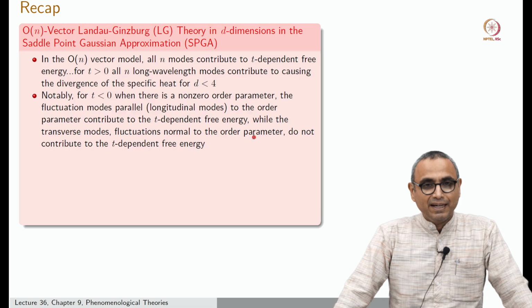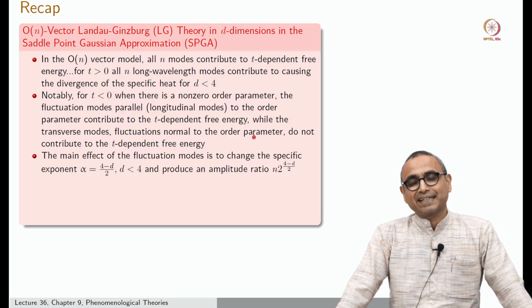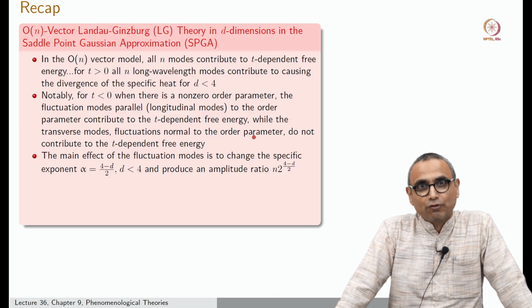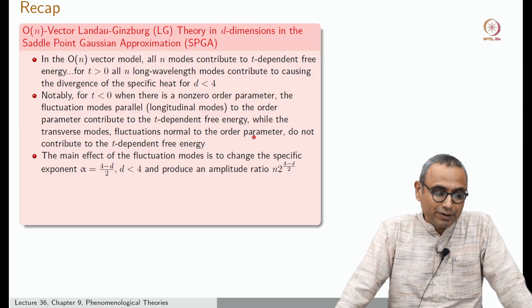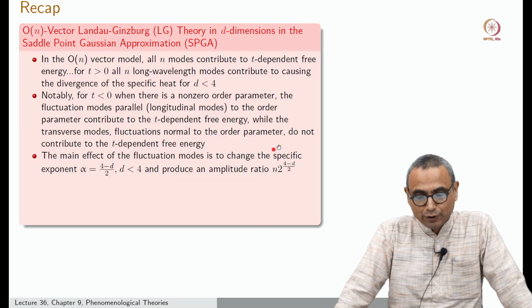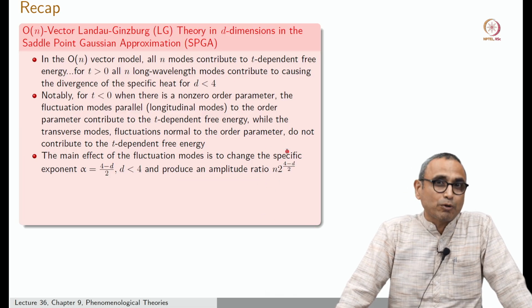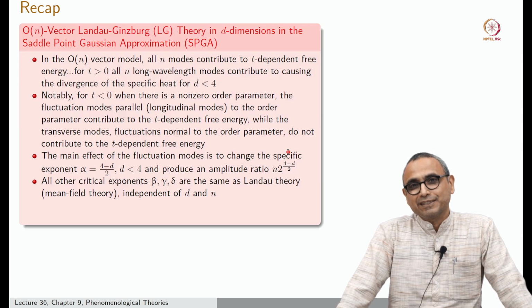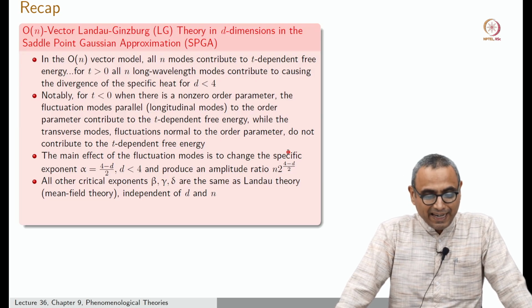We then noticed that the only thing that these fluctuations do is they will change the critical exponent of the specific heat in dimensions less than 4 to 4 minus d, and you will obtain an amplitude ratio for the specific heat which has some information about the symmetry. The other critical exponents are unchanged and they certainly do not depend on d and n and all that.